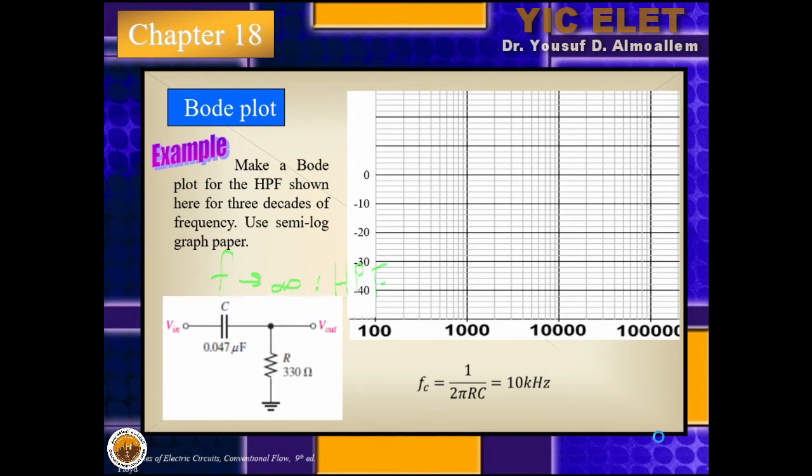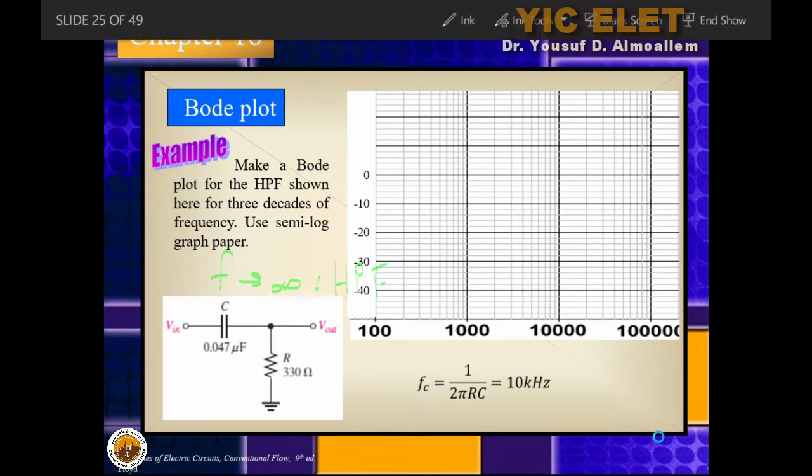Okay, now we have this figure. Let's draw in this figure the numbers. Let's use this color. So what is FC? It is 10 kilo. So this is 1 kilo. This is 10 kilo. So this is the 10 kilo. Where is the 0 point? It is this, as you can see here. This is the 0 point. So let's mark this as the corner of our plot.